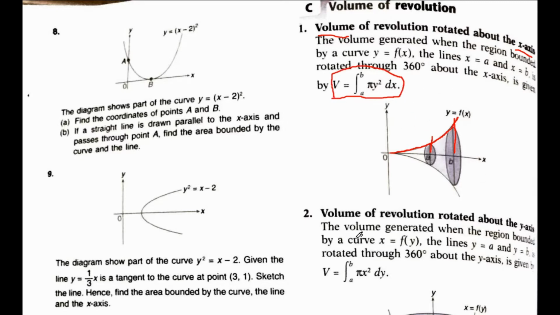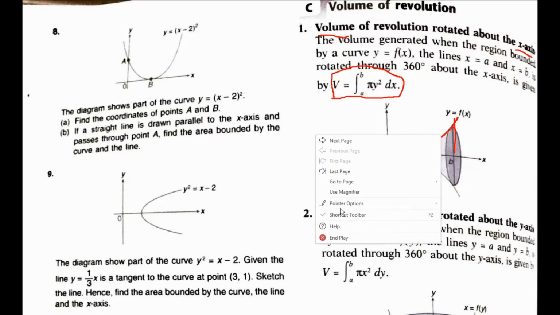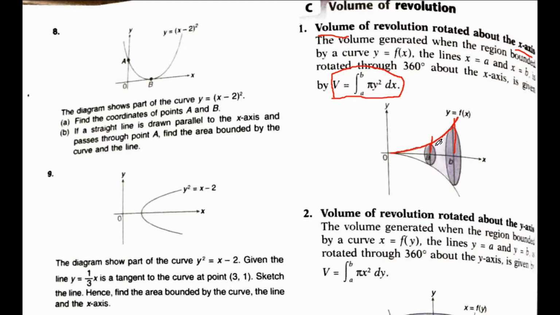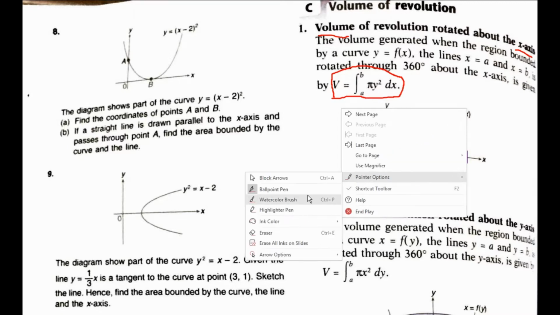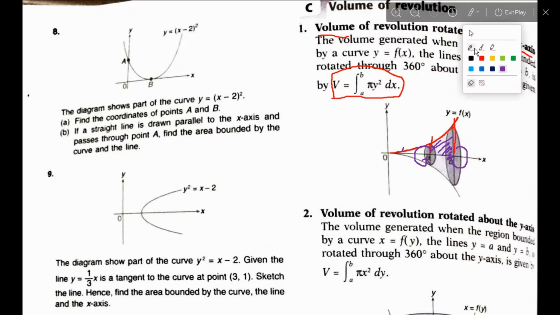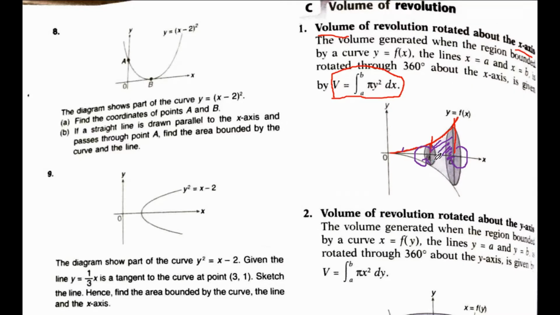First look at this diagram. The area bounded by this curve and these two lines with the x-axis is this part. If I rotate this area 360 degrees about the x-axis, then what will we have? We will have a solid like this.